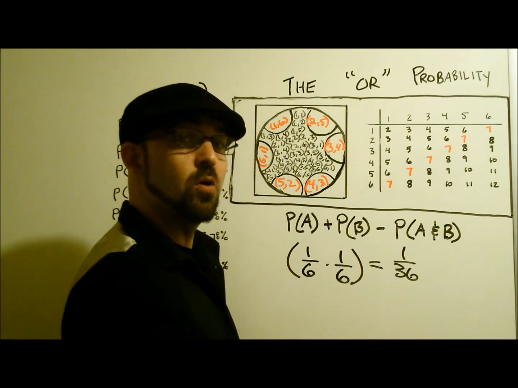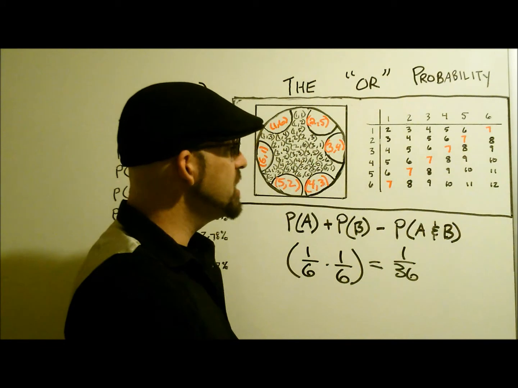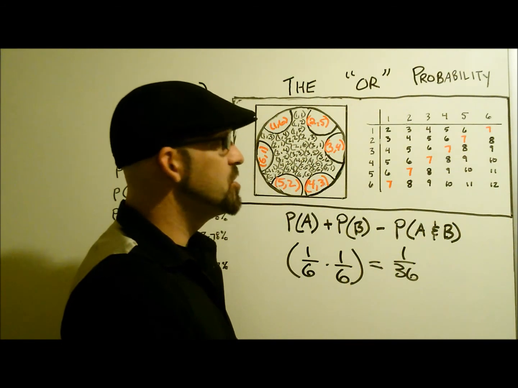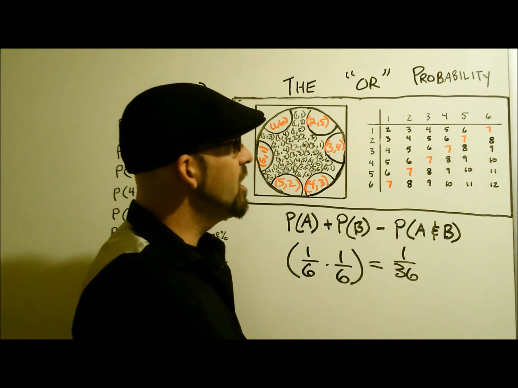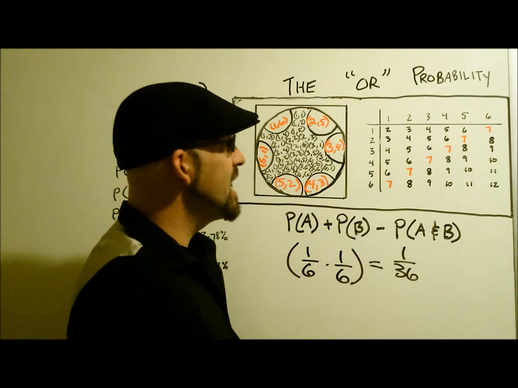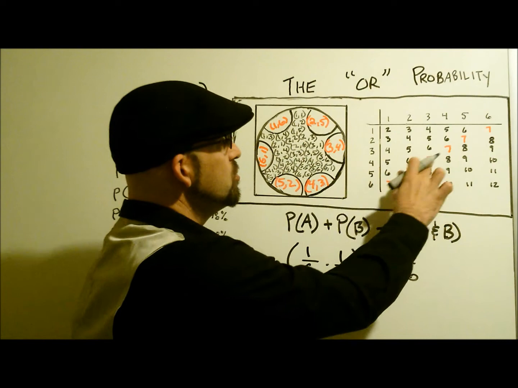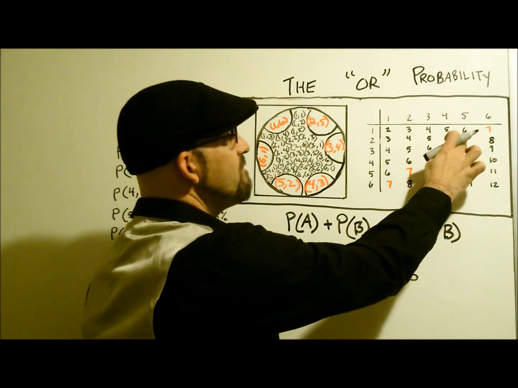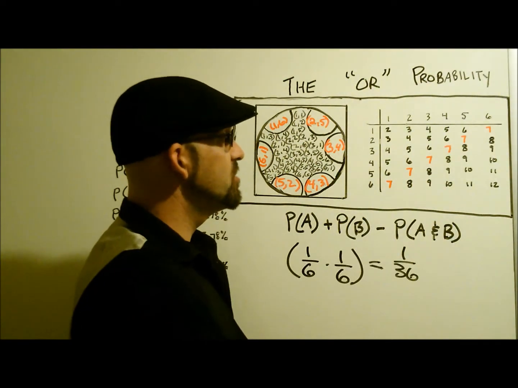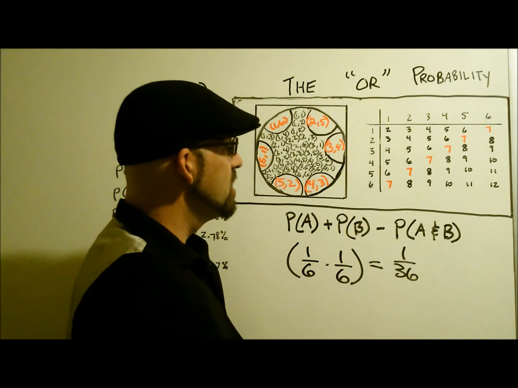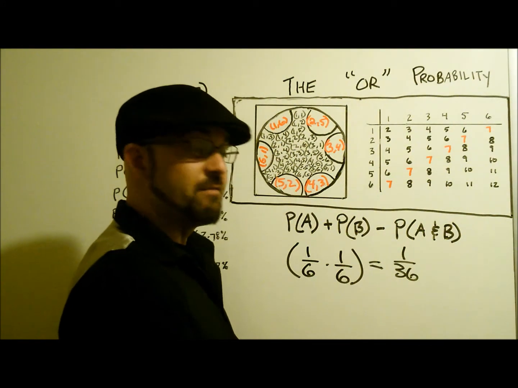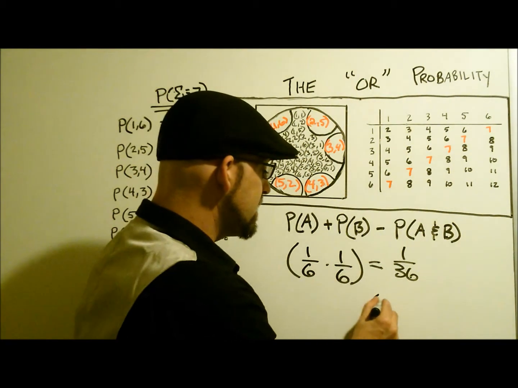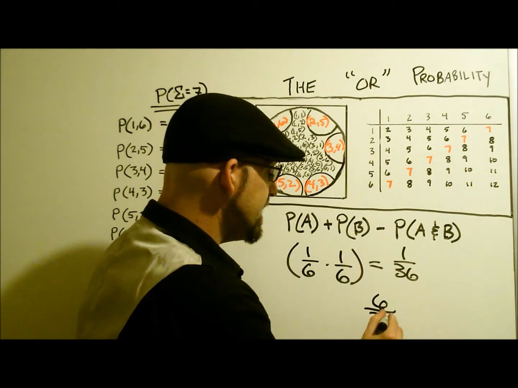Well, that's not our question now. Our question is, how much do we get a sum of 7? Well, how many are there? Let's count. 1, 2, 3, 4, 5, 6. There's 6 different ways. So the probability of getting that is going to be 6 over 36.